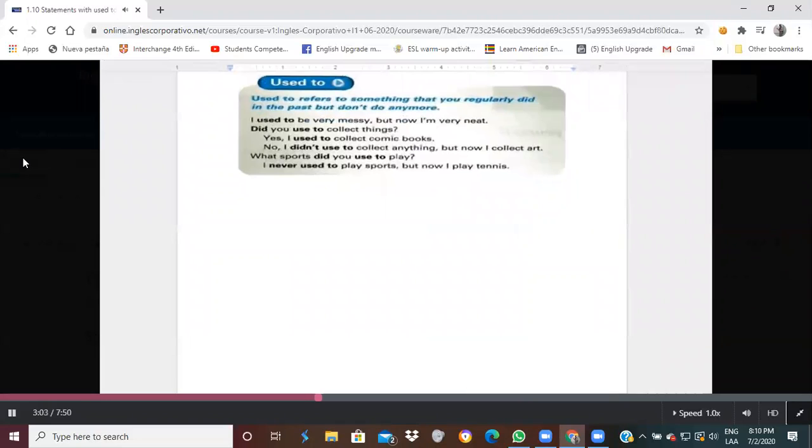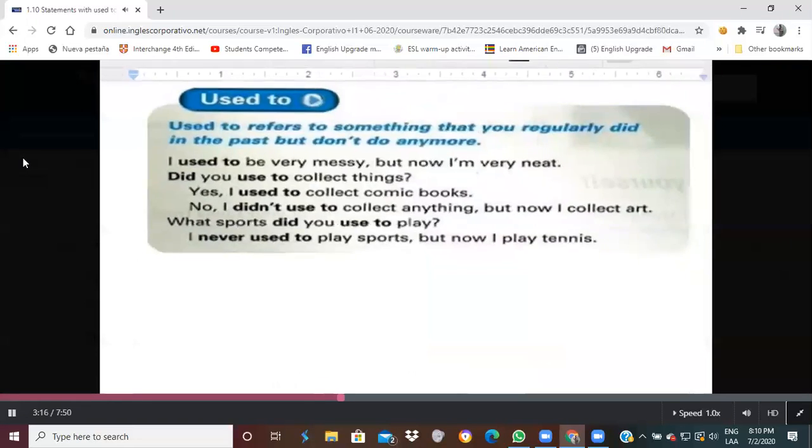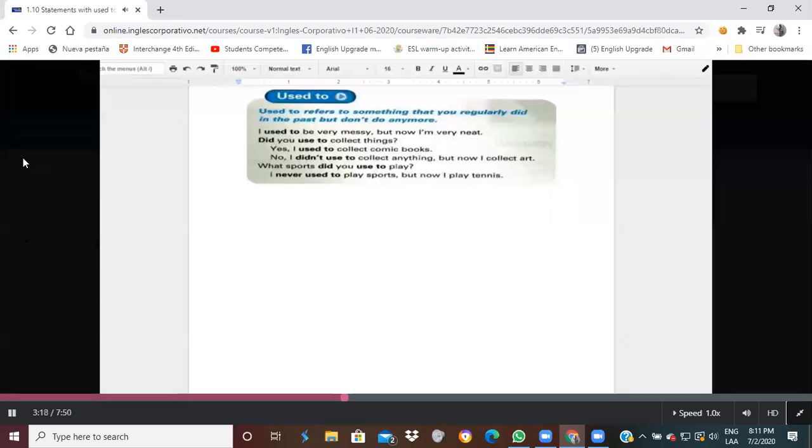Let me start by explaining this chart. First of all, let me just get the concept out of the way. Used to refers to something that you regularly did in the past, but you don't do that anymore. And let me get started by explaining positive statements. So what I'm going to do at this time, I'm just going to put the formula here, and we're going to try to make sense of the positive statements that are outlined there for us.